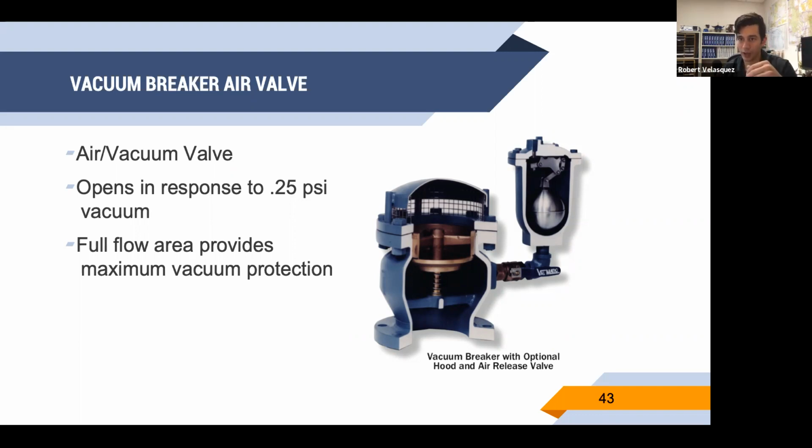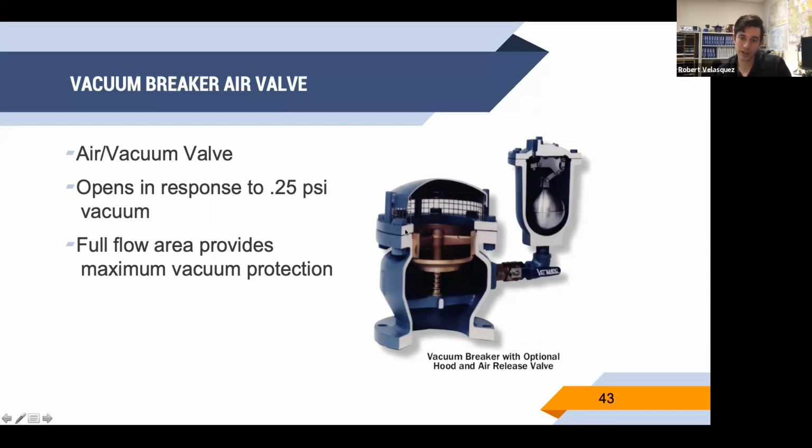You want to get that flow area because you've got this check in there. You need to be able to build around it in order to get full flow. So you can see this body here is expanded out so that when air comes in and this valve drops, it allows a lot of flow.